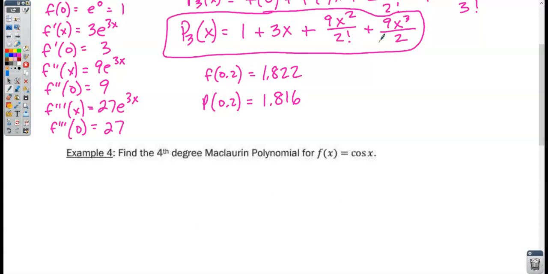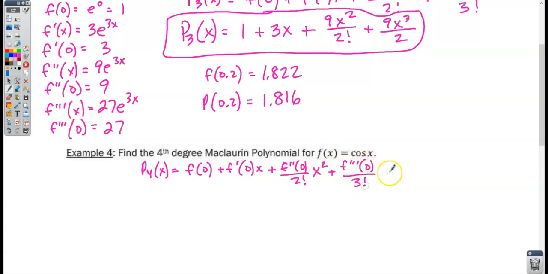Example 4. Find the 4th degree Maclaurin polynomial for f of x equals cosine of x. All right, so 4th degree, so we're looking for p sub 4 of x, which is going to be f of 0 plus f prime of 0 times x. Again, we're looking for a Maclaurin polynomial, so it's centered at 0. We've got f double prime of 0 over 2 factorial times x squared plus f triple prime of 0 over 3 factorial times x cubed plus the 4th derivative at 0 over 4 factorial times x to the 4th. That's going to be our 4th degree Maclaurin polynomial.